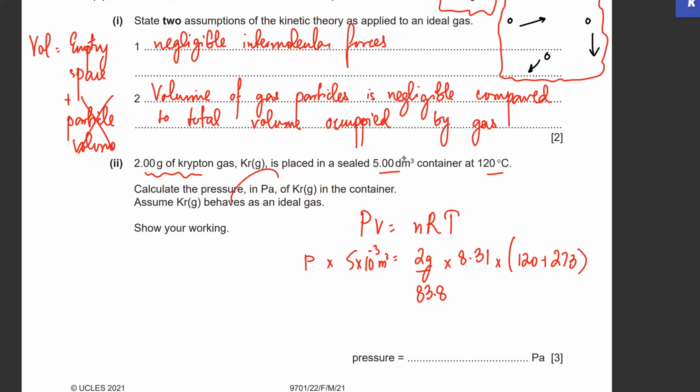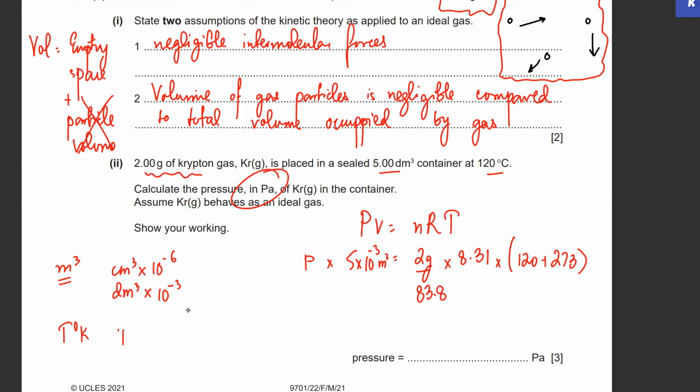So he is asking you to calculate pressure. Remember the units. Volume should be in meter cube. If it's given in cm cube, you multiply it by 10 power minus 6. I'll write that down as well. If it's given in dm cube, you multiply it by 10 raised to power minus 3. That's how you'll get the volume in meter cube. Pressure should be in pascals, and temperature should be in kelvins.